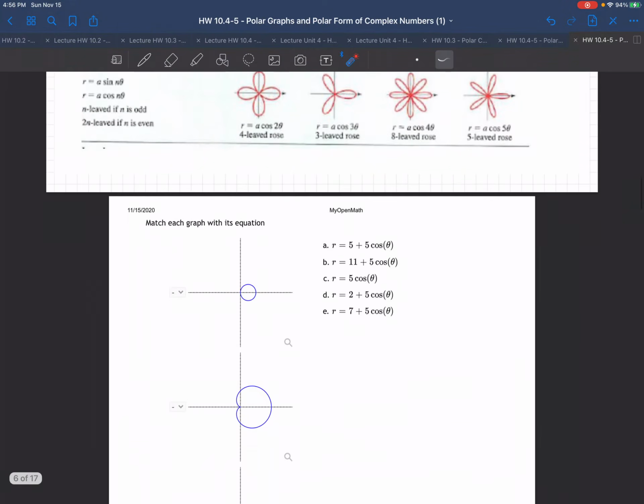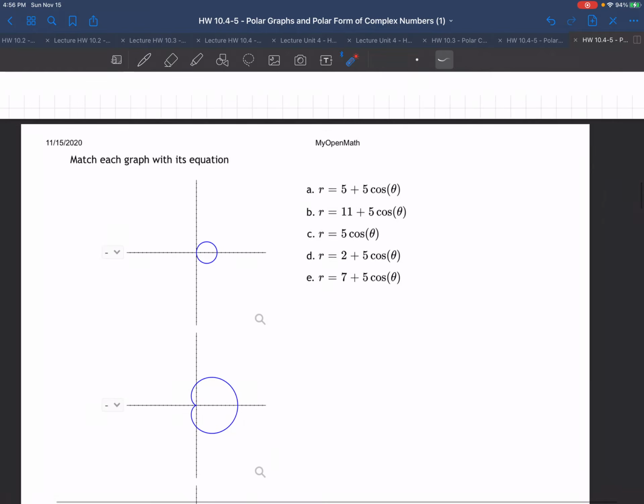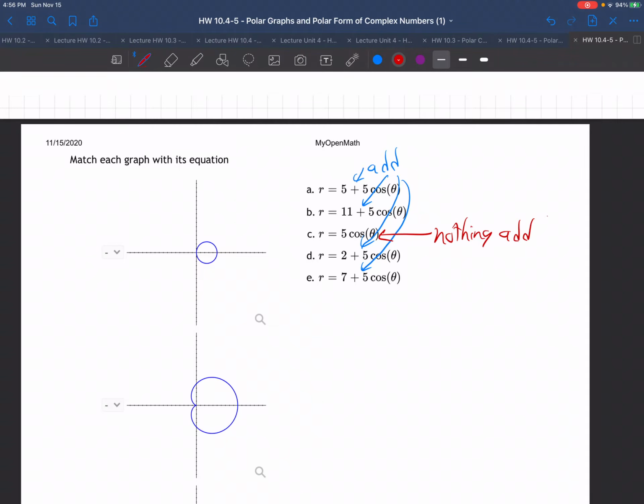Okay, so how do we do this? Notice that we have numbers out here. So this one has numbers added. So four of these have numbers added. C has nothing added or subtracted, right? It's just 5 cos theta.